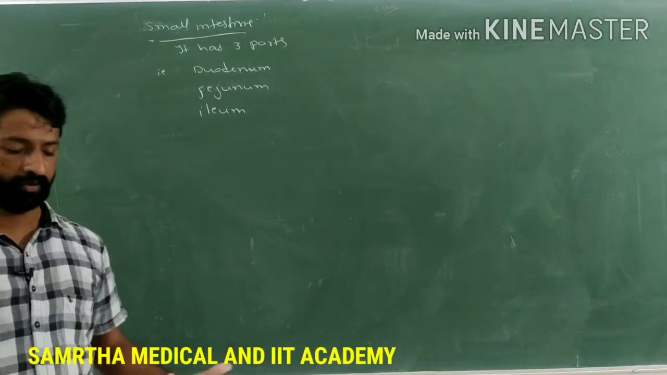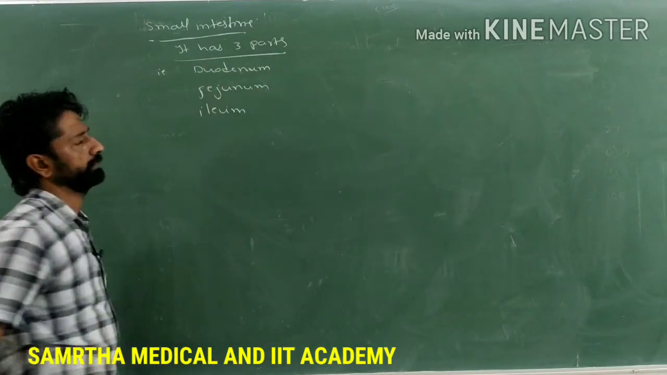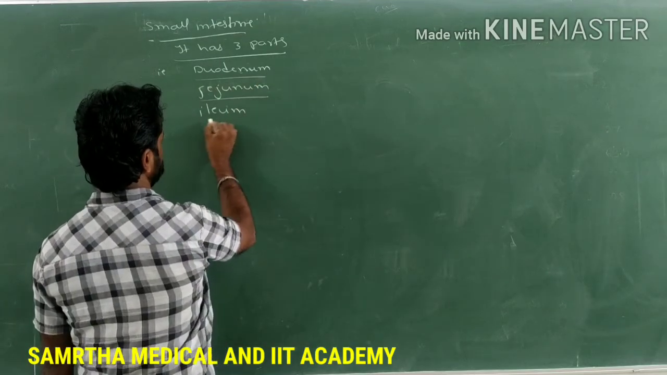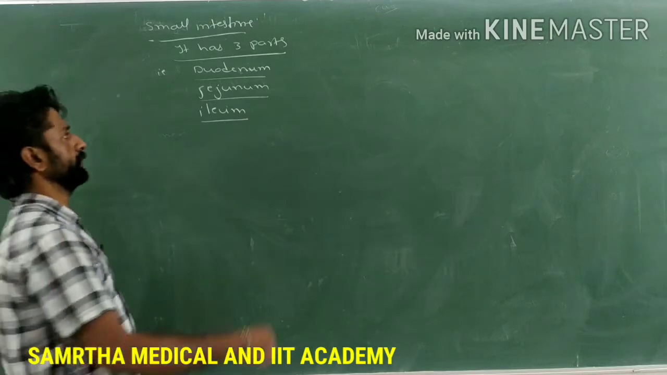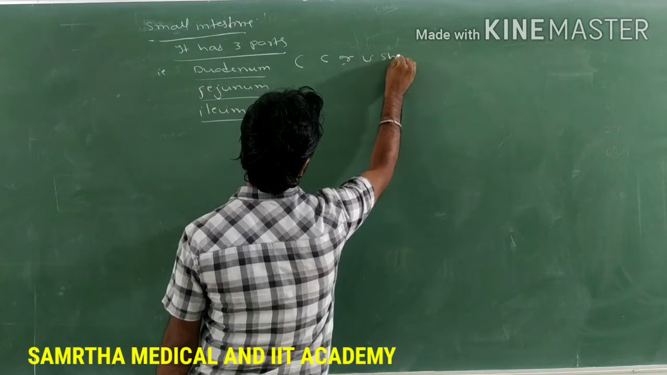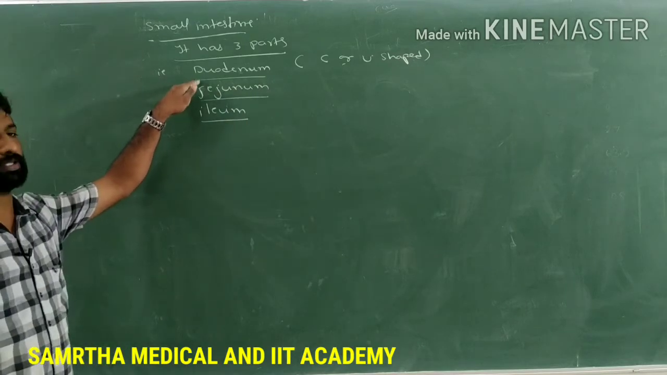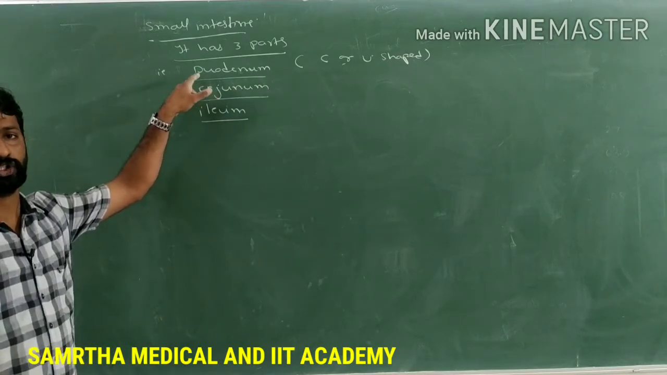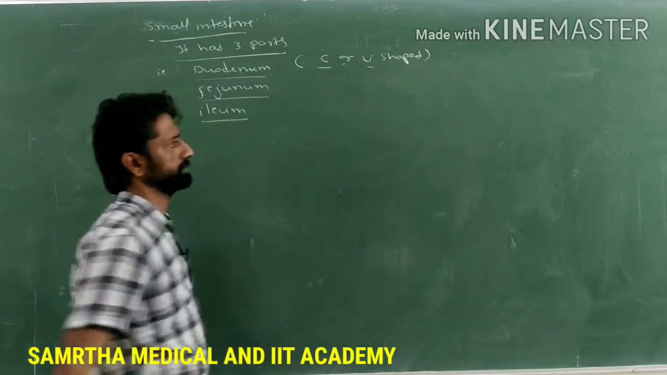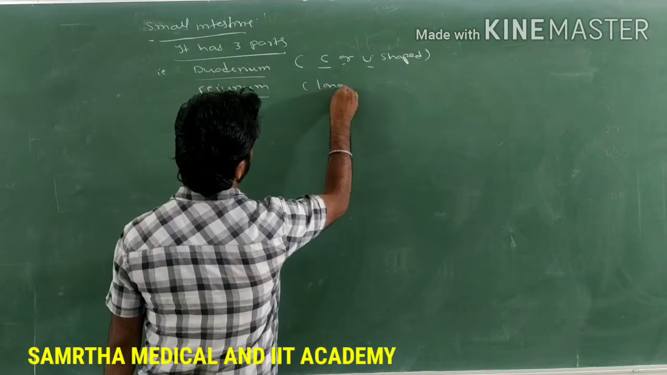So the next part for discussion is the small intestine, and the small intestine also has only three parts. What are they? The first one is duodenum, next is jejunum, and then the ileum. Here the duodenum is a U-shaped structure. The U-shaped initial structure is called the duodenum, into which the stomach opens. In some books it is mentioned as C-shaped, and in some books as U-shaped.